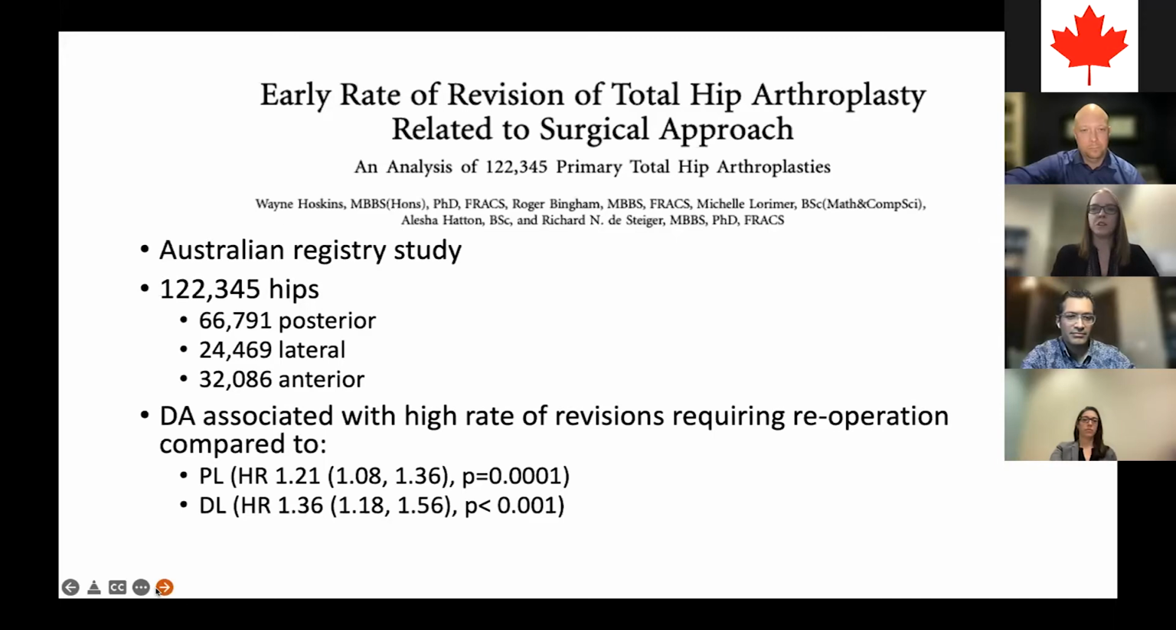That's more what a registry is representative about. So this is from the Australian registry, 122,000 hips. You can see the delineation of the different subtypes. They're mostly posterior, but a fair bit lateral and anterior. What they looked at and showed was that the DA approach was associated with a higher rate of revisions requiring reoperations when compared to the posterior lateral approach. So you can see the hazard ratio there, and that was significant, as well as the lateral.